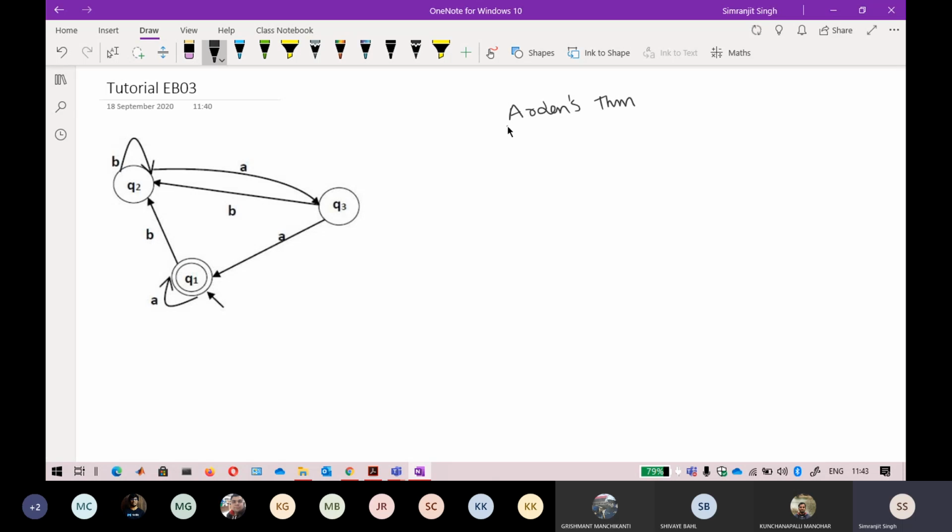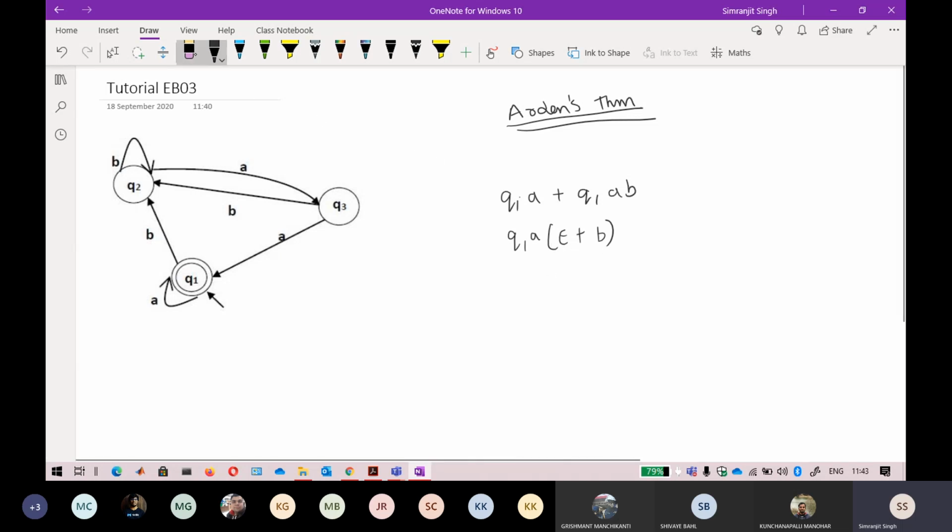Another thing: whenever you are applying Arden's theorem, something like Q1 followed by a plus Q1 followed by AB, you think that you can take out common, Q1 (A plus B) or Q1 (A epsilon plus B). That is also correct. But in Arden's theorem, we do not bother about other things. I just want to take out the states common here. I will always try to take the states as common.